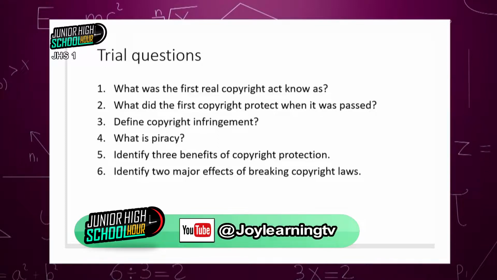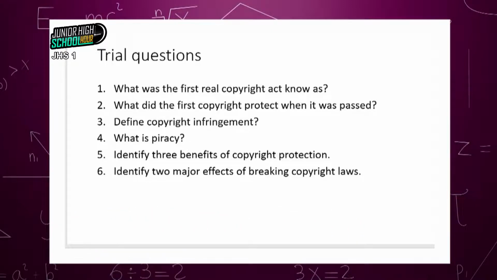Now, after that, why don't you try your hands on defining copyright infringement? Then, what is piracy? Identify 3 benefits of copyright protection. And number 6, identify 2 major effects of breaking copyright laws. I'll give you 10 minutes, and when you are done, we will come back with the answer.